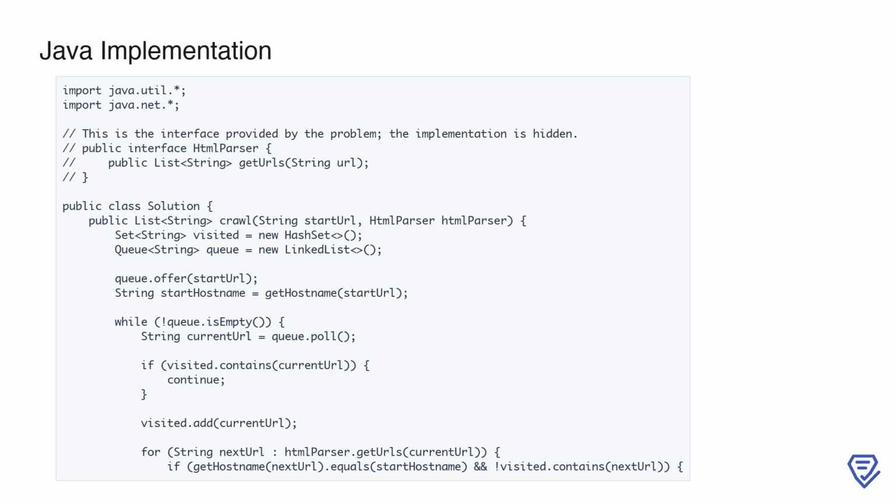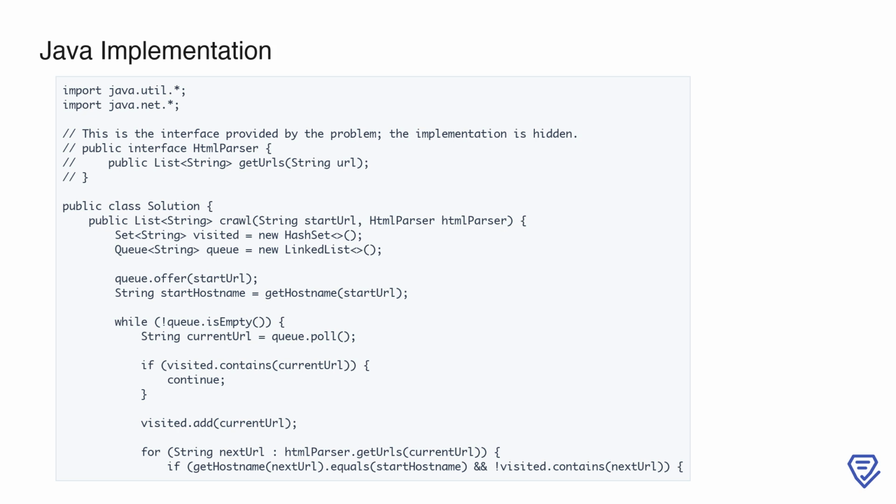the queue. To ensure we only crawl URLs within the same domain, we extract the hostname from start URL using a helper method called getHostname. Then, we enter a loop that processes URLs in the queue. For each URL, we check if it has already been visited. If it has, we skip to the next iteration. Otherwise, we add it to the visited set and retrieve all URLs linked from the current page using html_parser.getURLs.